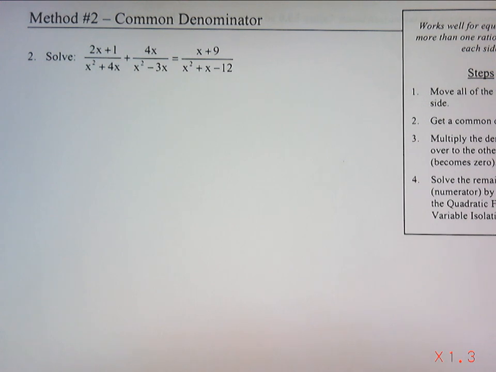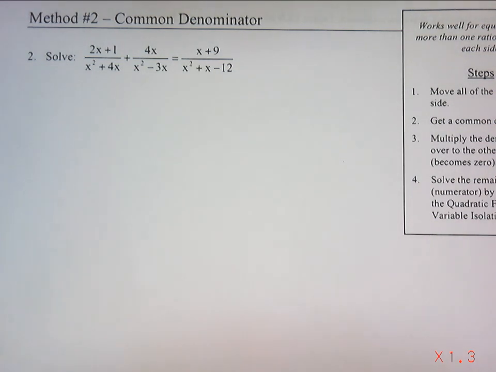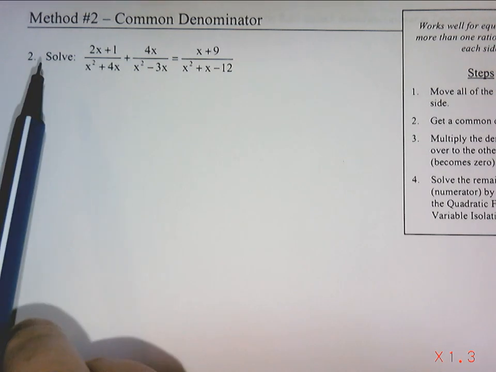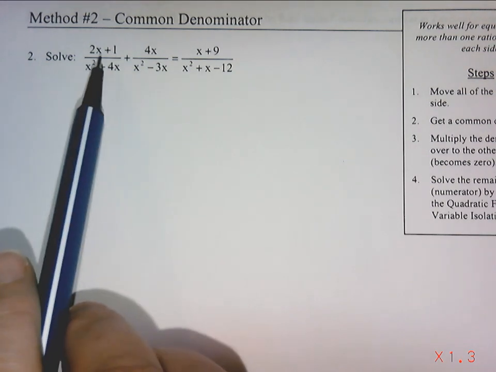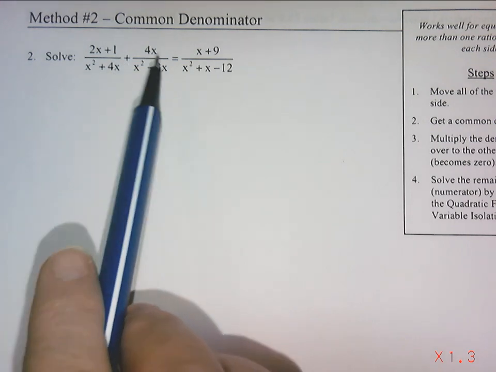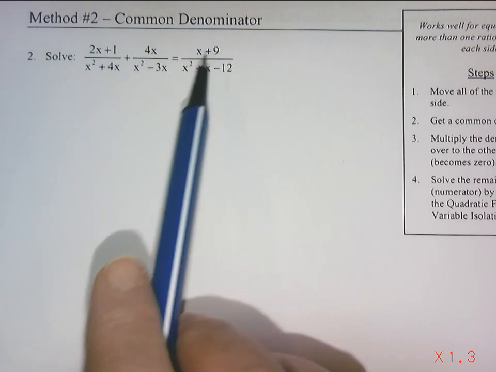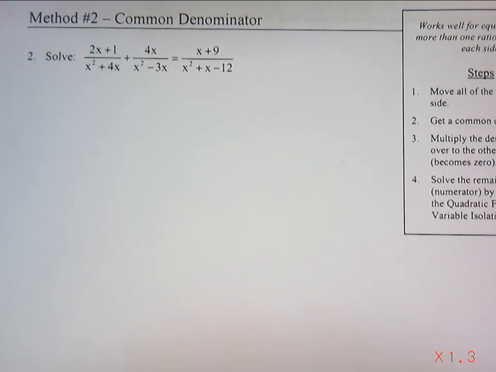In this video, we're going to take a look at solving rational equations using a common denominator. So in this question, it says solve, and then we have (2x + 1)/(x² + 4x) + 4x/(x² − 3x) = (x + 9)/(x² + x − 12).